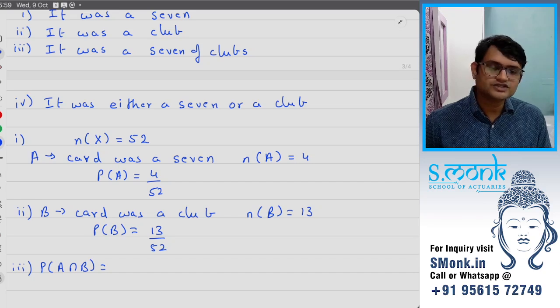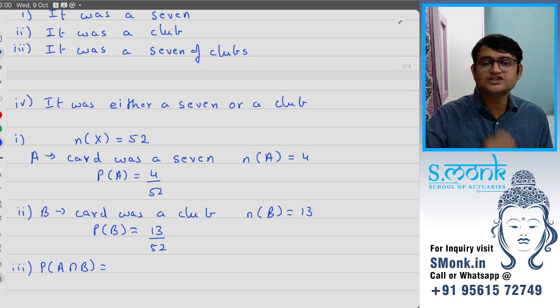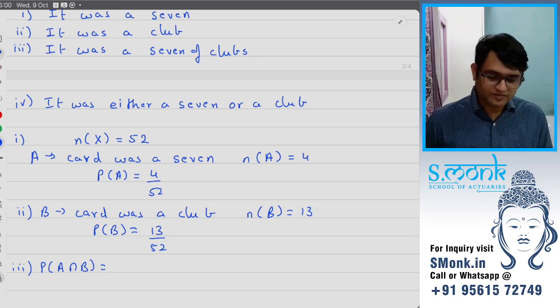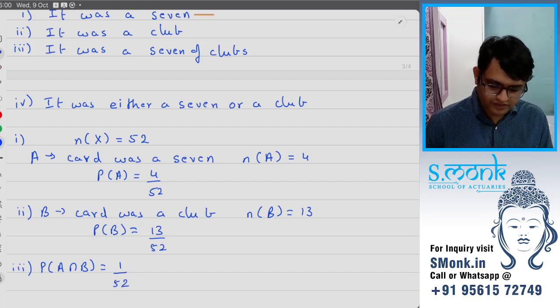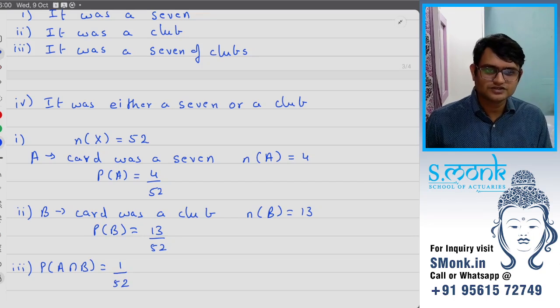So it is A intersection B, and we have only one such card that is a 7 and a club out of those 52. So we'll have 1 by 52 for the intersection.